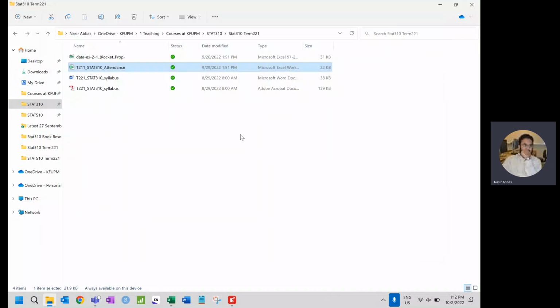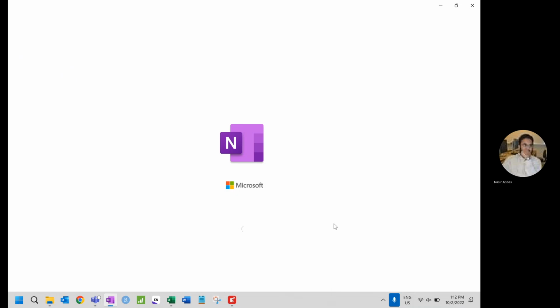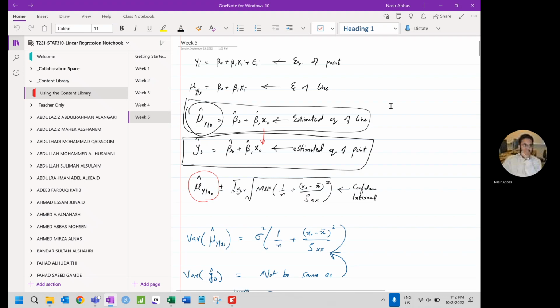Major 1 material is from class number 1 all the way up to class on Tuesday, next Tuesday, week 7. One class before the exam will be exempted. Before that, everything will be covered. No, not chapter 1 and 2. I may finish chapter 3 before that.